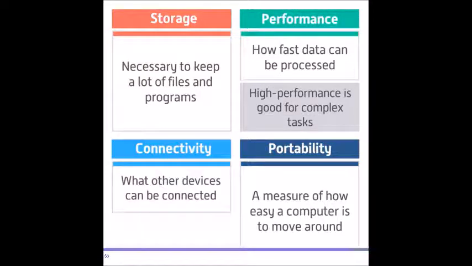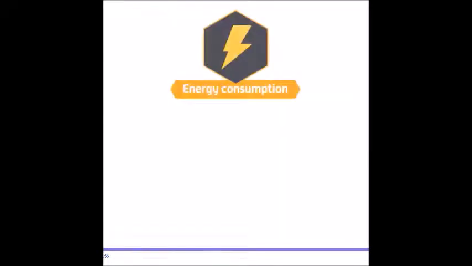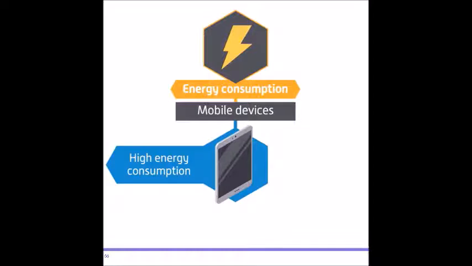Connectivity is also a factor. What other devices can be connected to the computer? This might include input and output devices, as well as storage media such as USB flash drives and external hard drives. Energy consumption is an important issue when considering mobile devices. A tablet with high energy consumption will drain the battery more quickly.